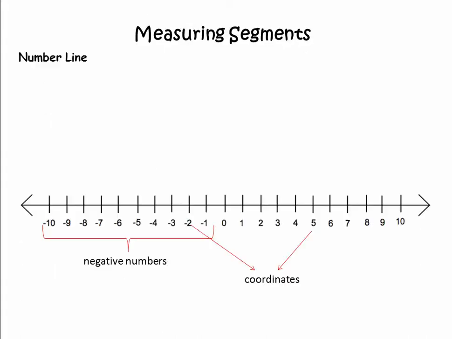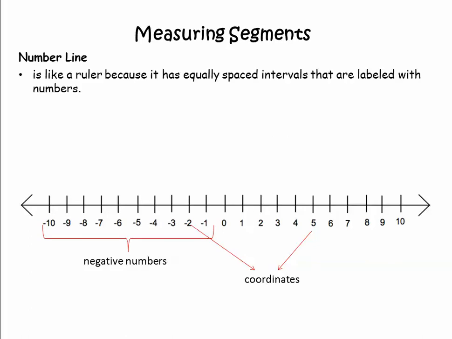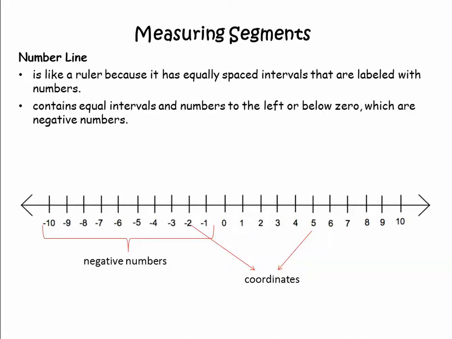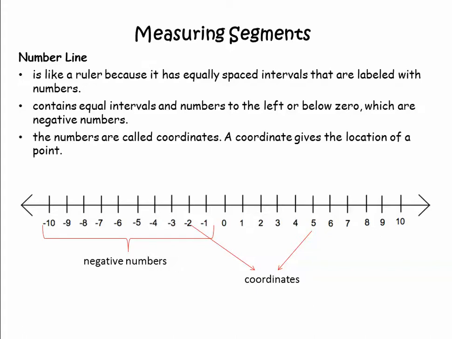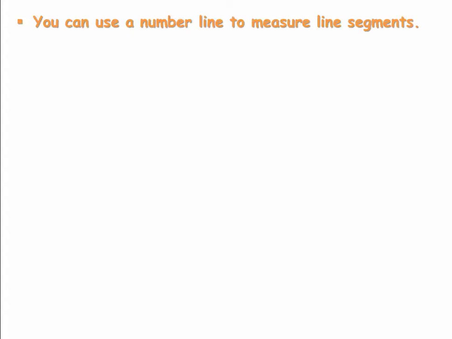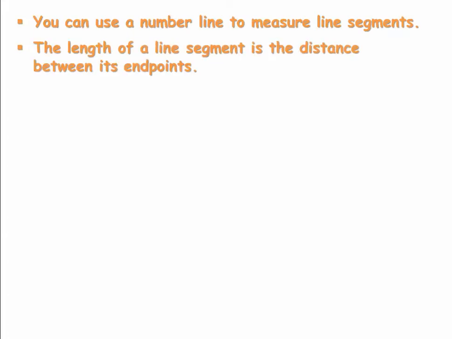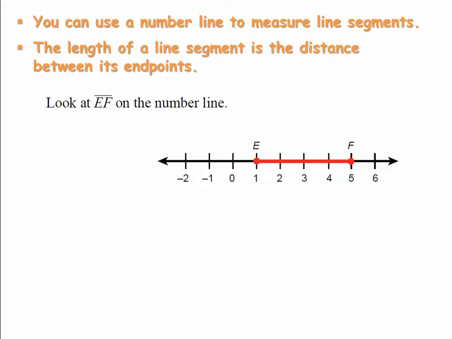Measuring segments. Here's a number line. It's like a ruler because it has equally spaced intervals that are labeled with numbers. It contains equal intervals and numbers to the left or below 0, which are negative numbers. The numbers are called coordinates. A coordinate gives the location of a point. You can use a number line to measure line segments. The length of a line segment is the distance between its points.